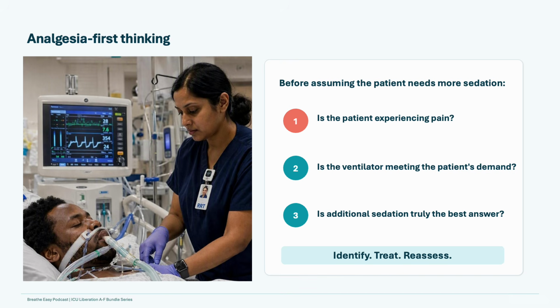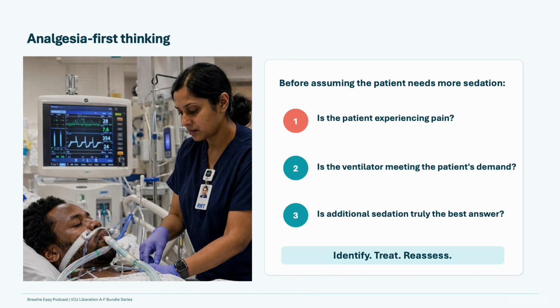This is a slide I would tattoo on the back of your badge if I could. Analgesia-first thinking. When your patient is fighting the vent, run this quick mental checklist before assuming they need more sedation. 1. Is the patient in pain? And 2, is the ventilator actually meeting their demand? So ask yourself, are the settings matched to what they need? And 3, is sedation really the best answer here? Or is it just the fastest?